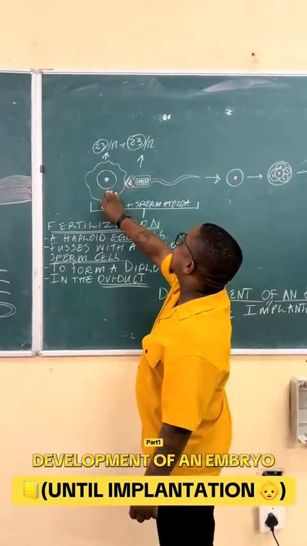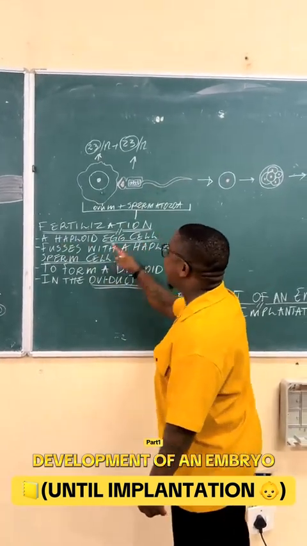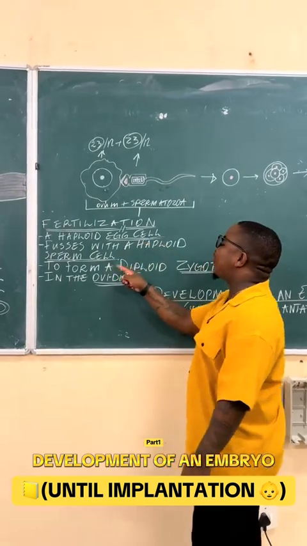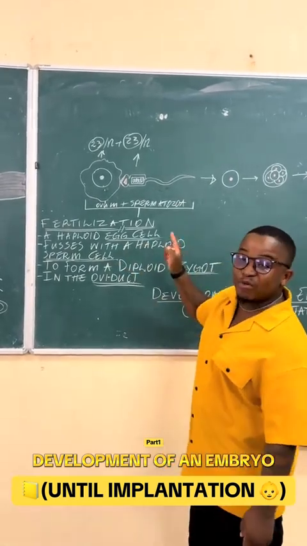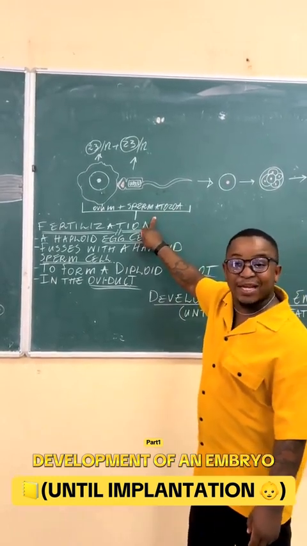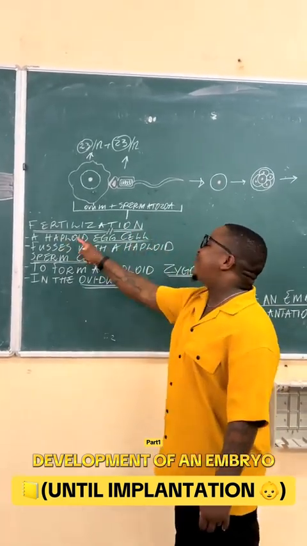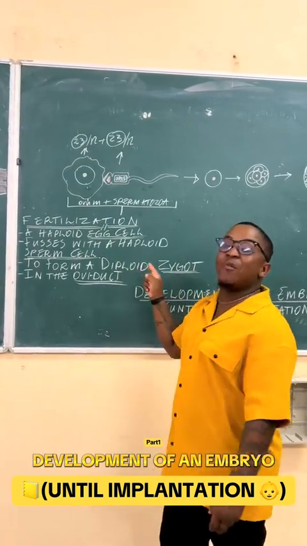Here we have an egg cell that fuses with the sperm cell. The process whereby a haploid egg cell fuses with the haploid sperm cell to form a diploid zygote is called fertilization. How do you explain how fertilization occurs? A haploid egg cell fuses with the haploid sperm cell to form a diploid zygote.